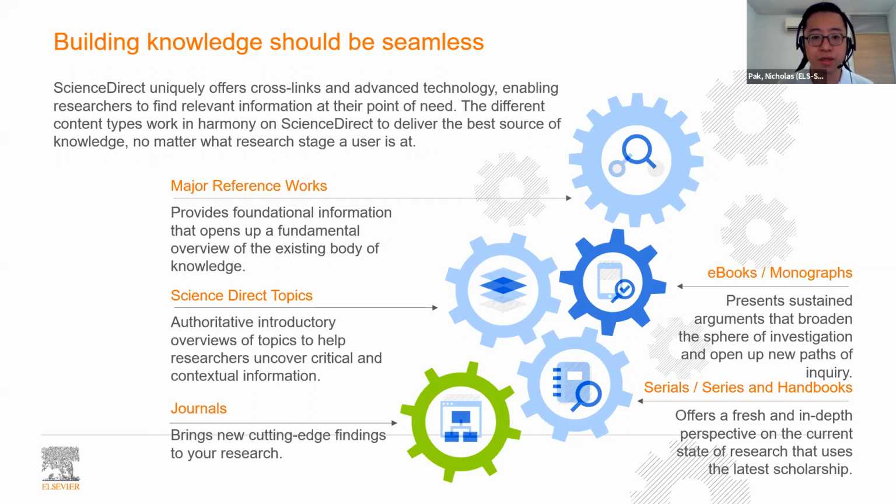and article. So journals are the newest cutting edge of findings in your research. Major reference works are foundational information, which opens up a fundamental overview of the existing body of knowledge. You have ebooks and monographs, and these present sustained arguments to broaden the sphere of investigation and to open up new paths of inquiry. And there's serials, series, and handbooks, which offer a fresh and in-depth perspective on the current state of research that uses the latest scholarship.